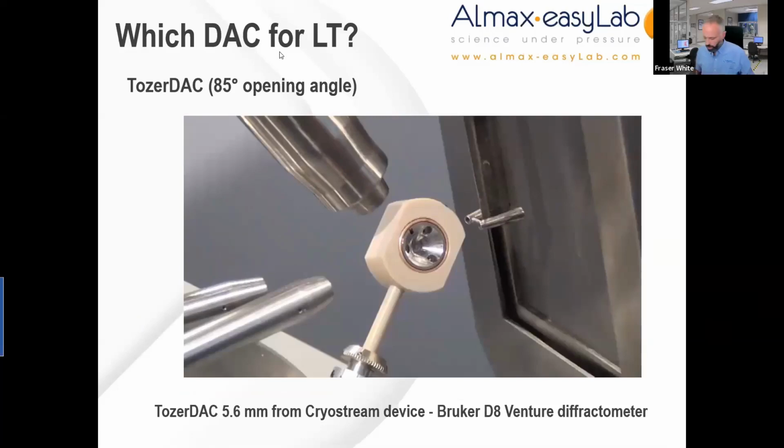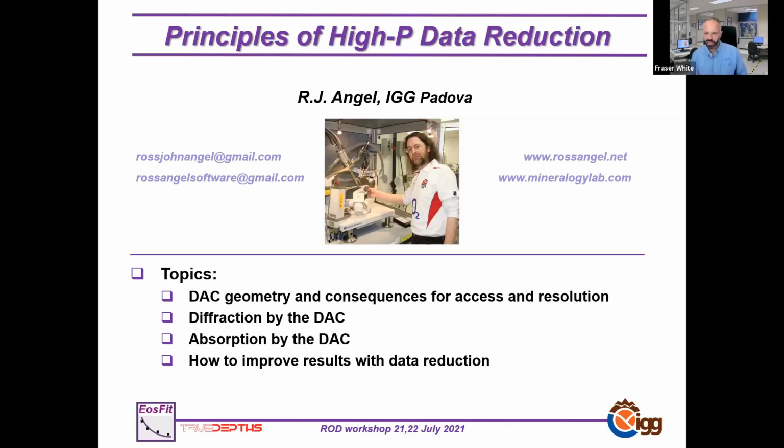Okay, so our next presentation, we're moving on now in the direction of handling the data. So we have with us Professor Ross Angel, and Ross, I think you're with the Italian National Research Council now, something like that. So Ross has been doing high pressure research for quite some time and is very expert at this. So please, maybe we can ask Christoph to stop sharing his presentation before you can take over. No problem. Okay, Ross, please take it away.